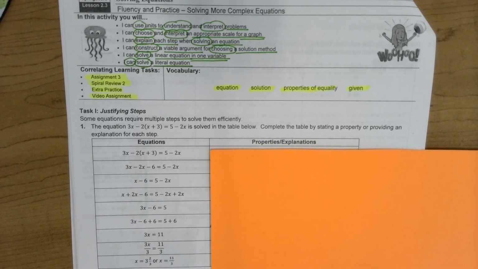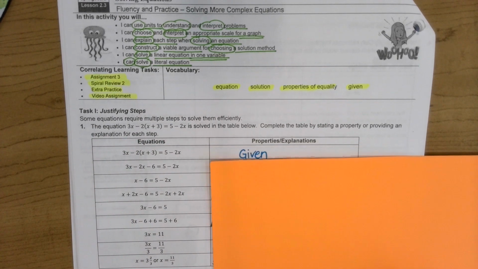Some equations require multiple steps to solve them efficiently. It gives us the equation 3x minus 2 times x plus 3 equals 5 minus 2x. And they solved it step by step in the table. So I wanted you to write the properties and/or explain what was happening with each step. So go ahead and check with me to make sure you have those correct. So the first one, as you can see, it's the exact same, so that's always given because the problem was given to us.